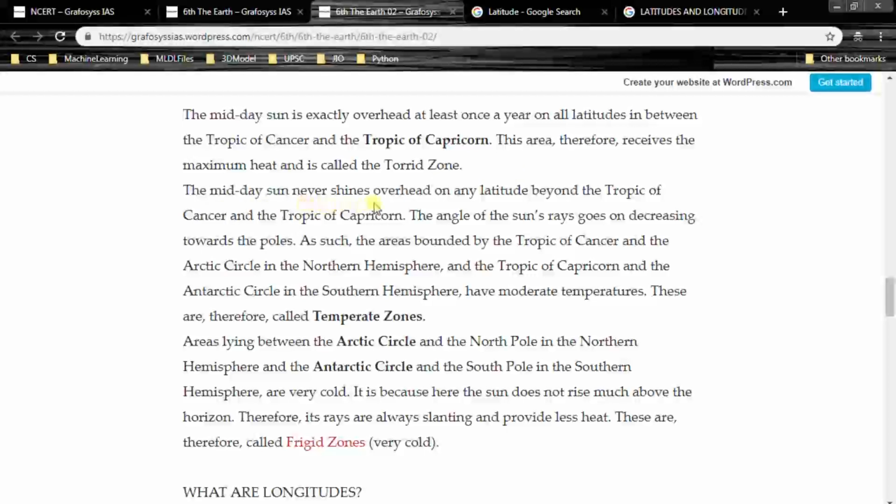The midday sun never shines overhead on any latitude beyond the Tropic of Cancer and the Tropic of Capricorn. The angle of the sun's rays goes on decreasing towards the poles. As such, the areas bounded by the Tropic of Cancer and the Arctic Circle in the northern hemisphere and the Tropic of Capricorn and the Antarctic Circle in the southern hemisphere have moderate temperatures. These are called temperate zones.